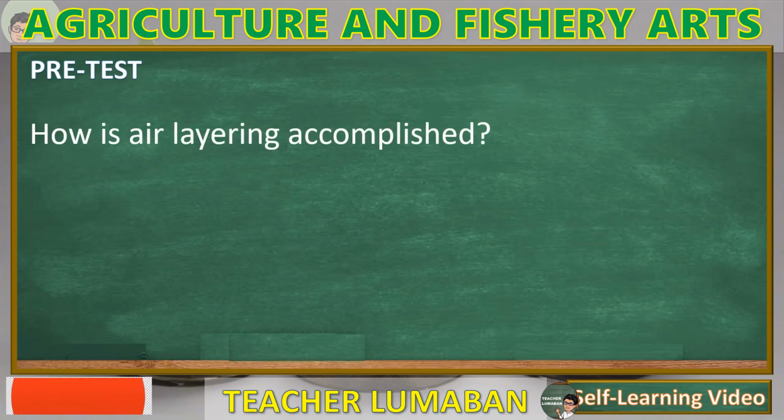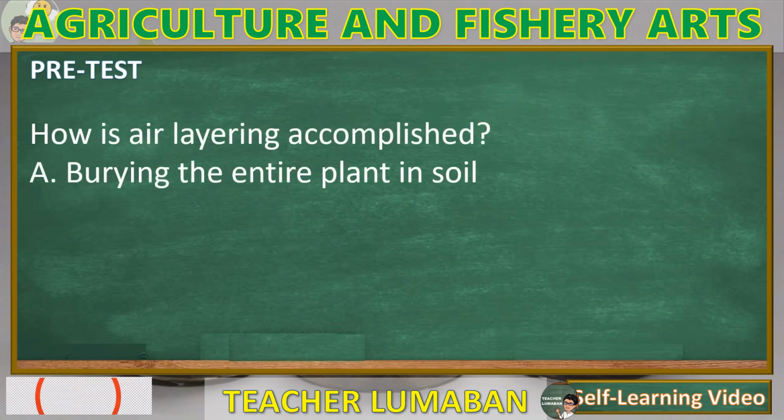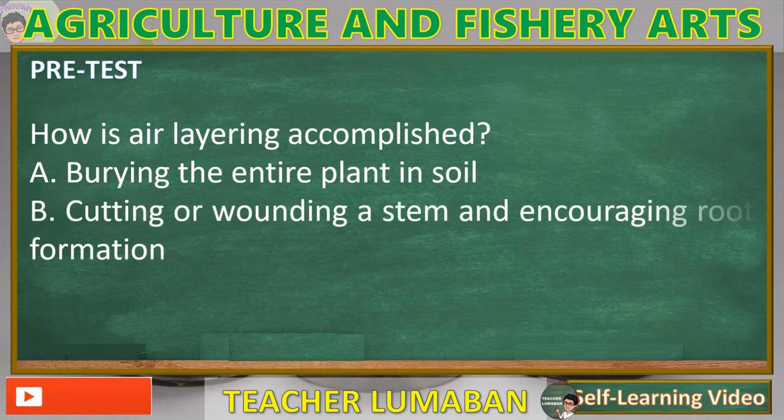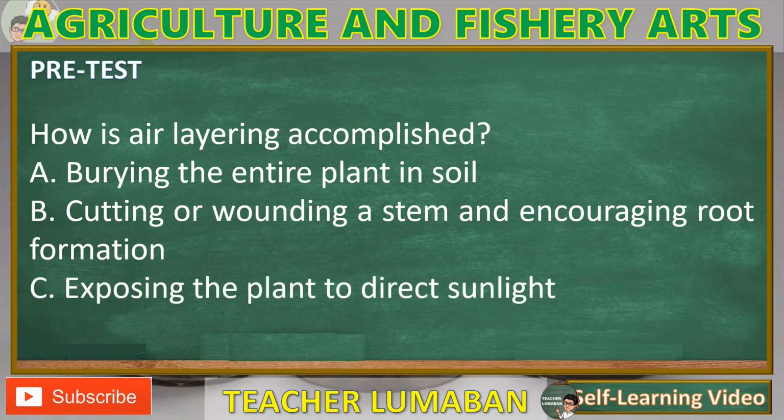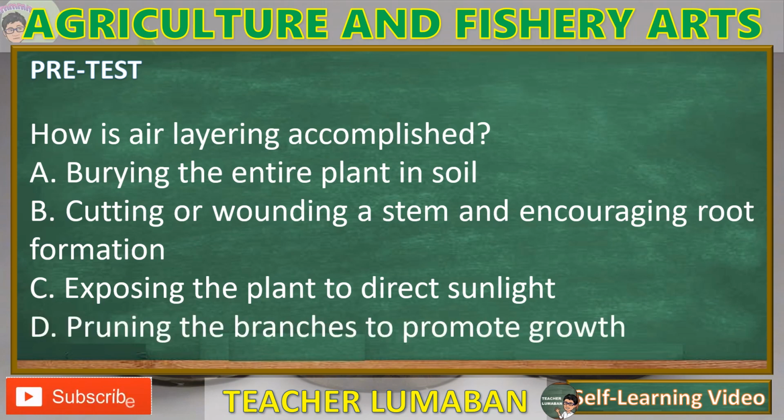How is air layering accomplished? A. Burying the entire plant in soil. B. Cutting or wounding a stem and encouraging root formation. C. Exposing the plant to direct sunlight. D. Pruning the branches to promote growth.